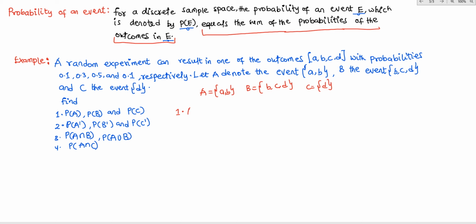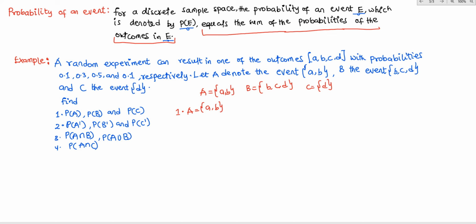If you take event A, we have the outcomes A and B, and each of these outcomes has been assigned a probability value. We've been told that the probabilities of the outcomes are 0.1, 0.3, 0.5, and 0.1 respectively. So the probability of A is 0.1, that of B is 0.3, that of C is 0.5, and that of D is 0.1.